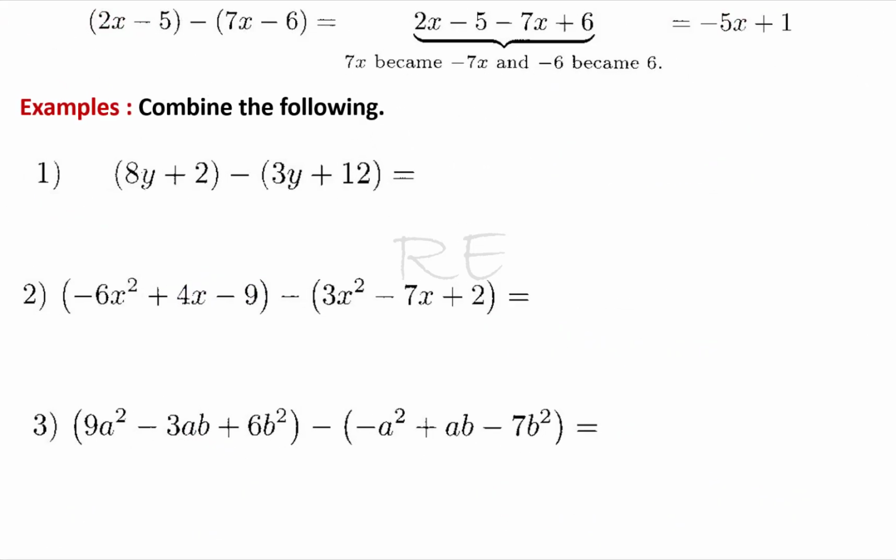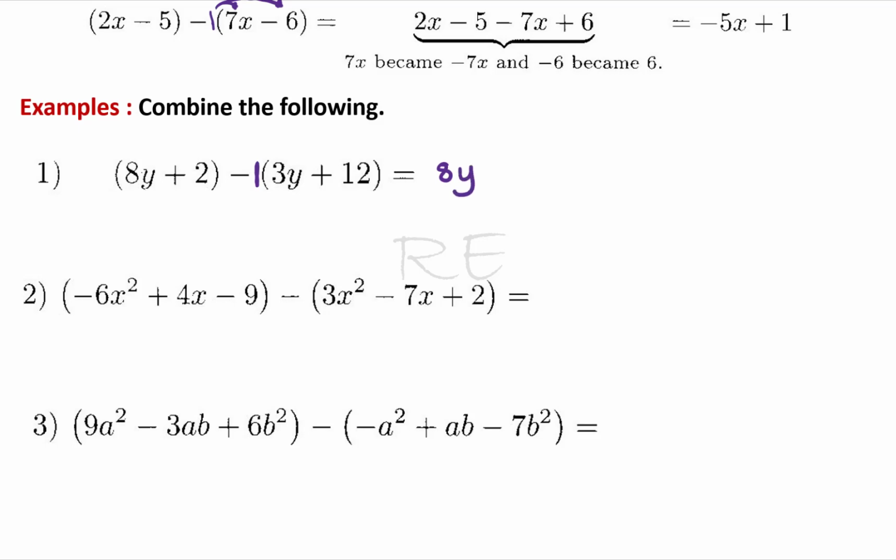If there's no sign in front of the parentheses, we can drop them. If there's a negative sign in front of the parentheses, we add the opposite. With the negative sign in front of 7x minus 6, we're going to add the opposite, which is negative 7x plus 6. And our answer is negative 5x plus 1.